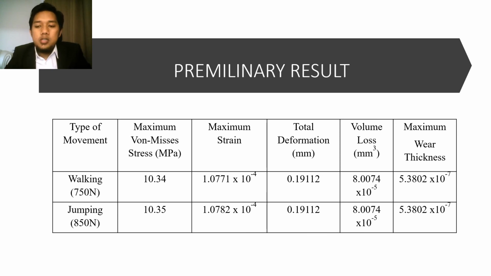Maximum wear thickness for walking and jumping is the same, 5.3802 times 10 to the power of negative 7. All of this result is based on our ANSYS simulation.